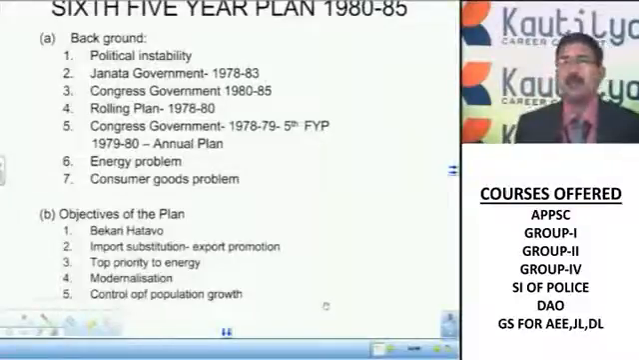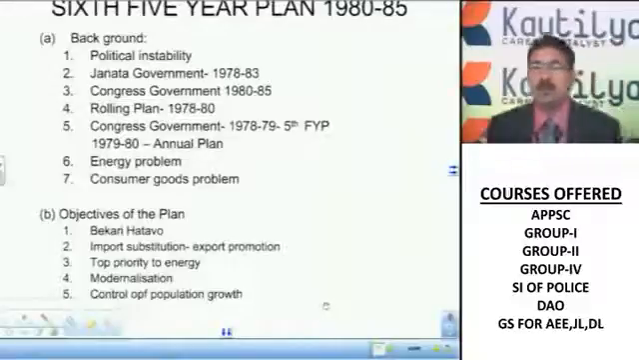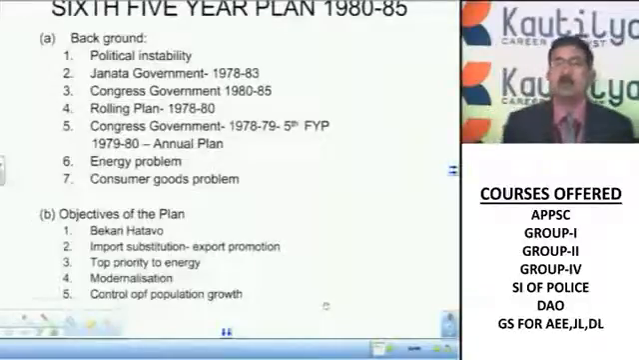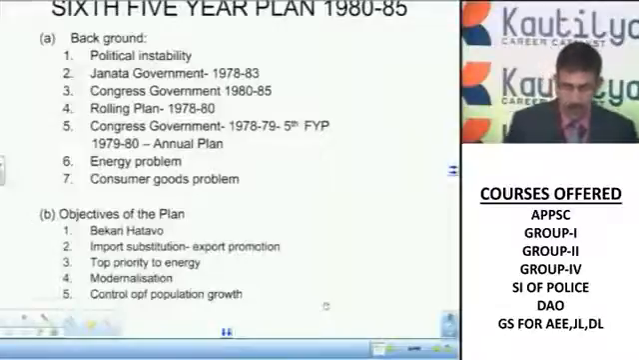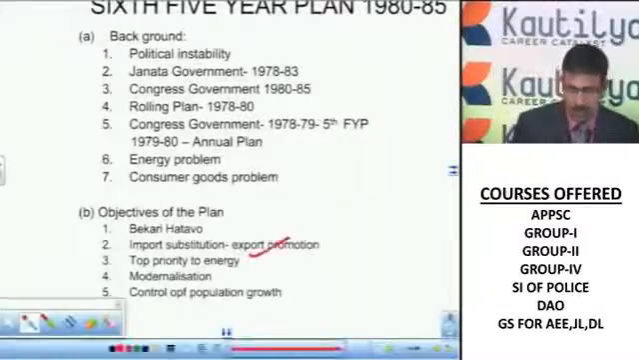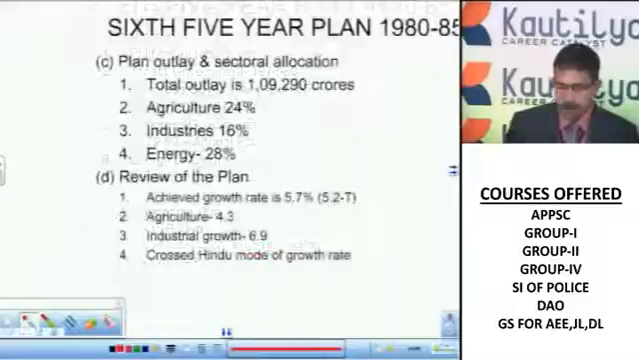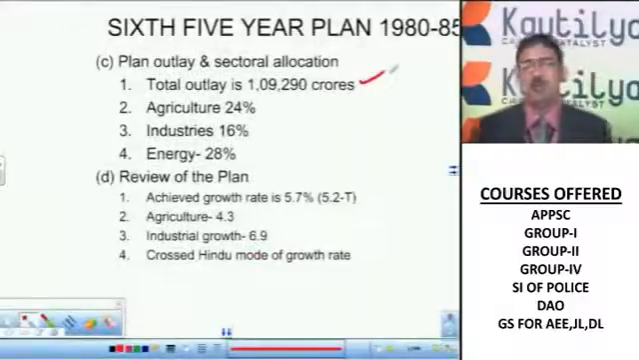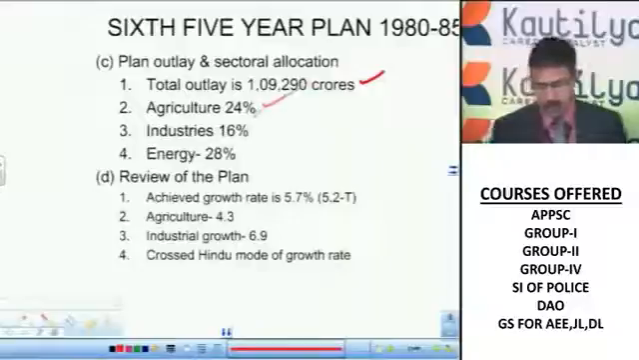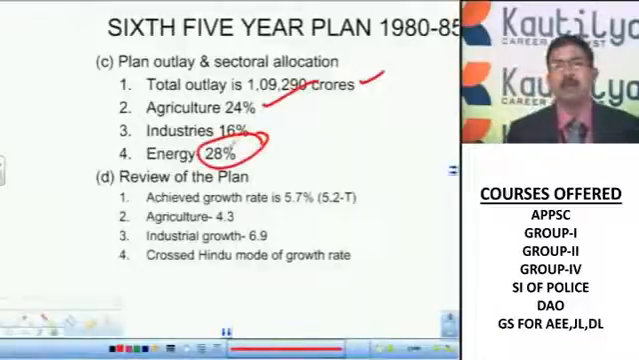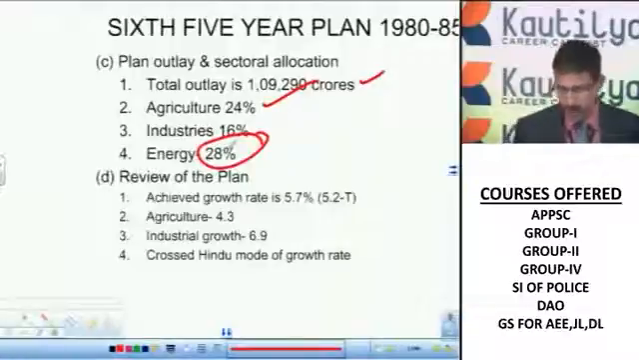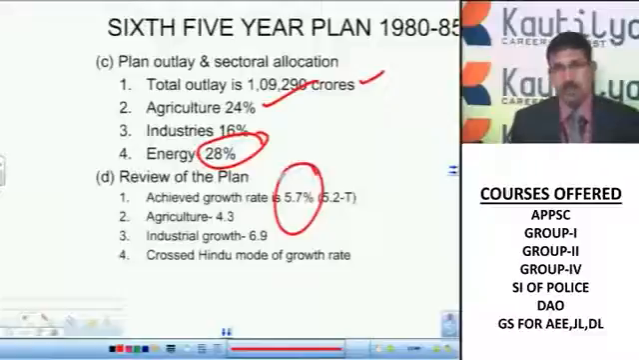However, the top priority in the sixth 5-year plan was given to Bekari Hatao, that is unemployment or creation of employment opportunities. So in the fifth plan, Garibi Hatao, in the sixth plan it is Bekari Hatao. Import substitution continued along with export promotion. Top priority was given to energy and modernization, and of course control of population growth. The plan outlay is 1,09,290 crores. Agriculture was given 24%. Energy, as I told you, is 28%, increased tremendously. Then the review of the plan: the achieved growth rate is 5.7%.